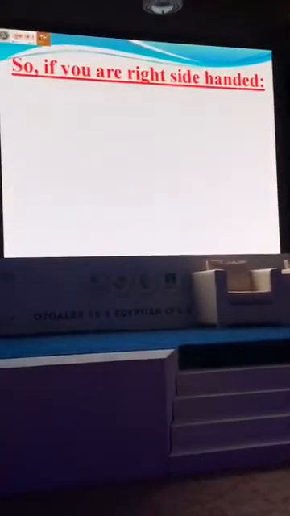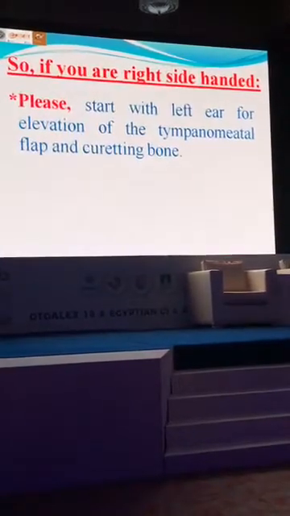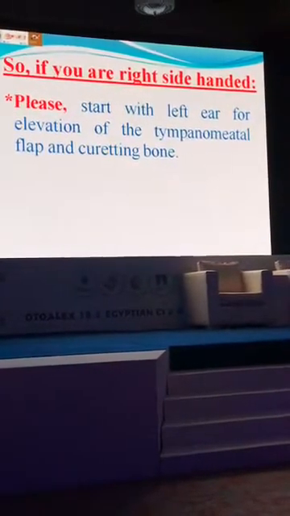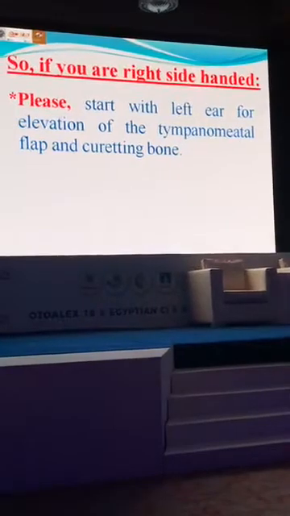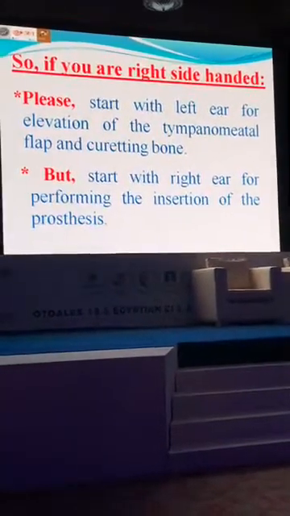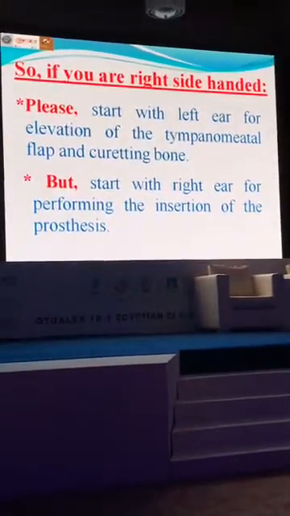So if you are right-side-handed, please start with the left ear for elevation of the tympanomeatal flap and curetting bone, but start with the right ear for performing the insertion of the prosthesis.